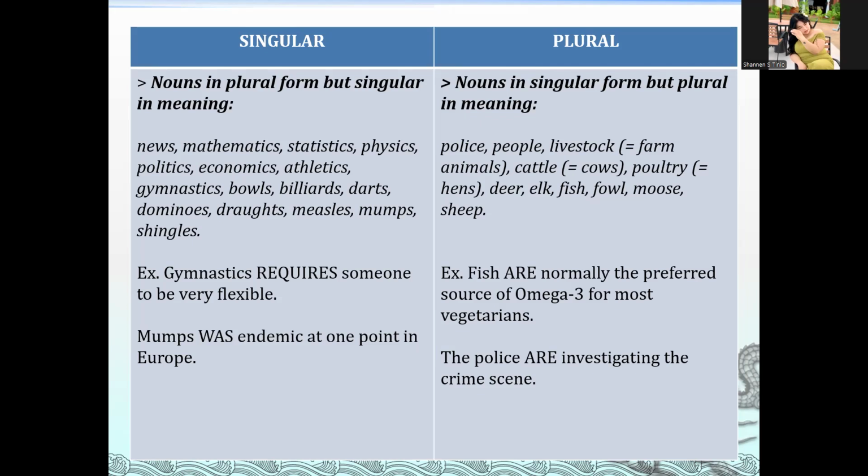Mumps was endemic at one point in Europe. So kahit mumps has an S, we're still gonna use it, refer to it as a singular subject. Was. Okay?